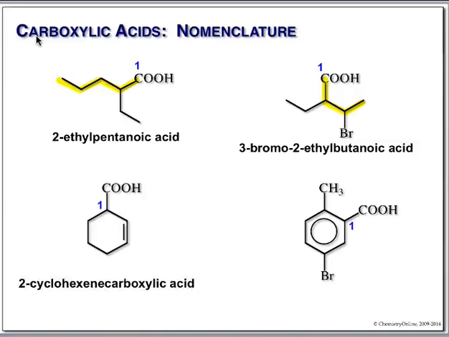And finally, we said we're going to name this last one as a derivative of benzoic acid. This obviously has to be carbon 1 if it's a benzoic acid, putting a methyl in carbon 2, and the bromine here in carbon number 5. 5-bromo 2-methyl benzoic acid.